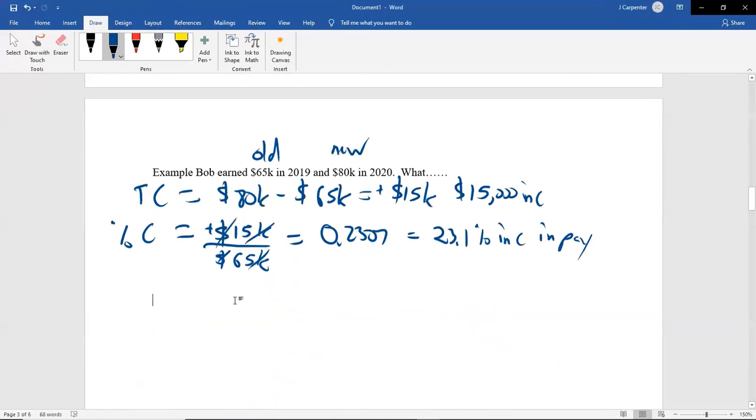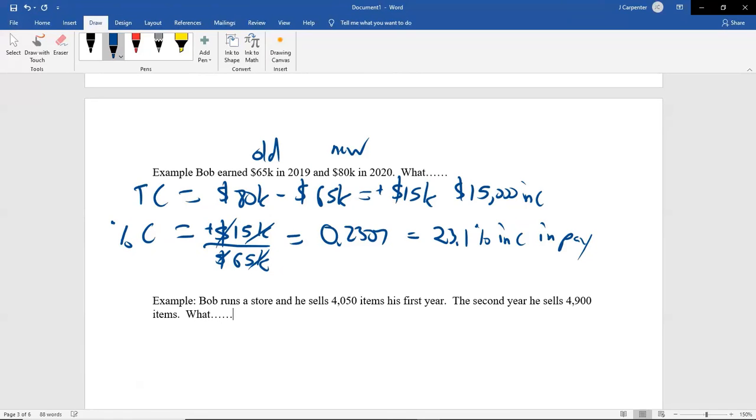Let's change up the topic some. Keep Bob though. Bob runs a store and he sells 4,050 items his first year. Second year, sells 4,900. Wrong place for the comma, 4,900 items. What was his percent change and total change? Not in that order, total change, then percent change.